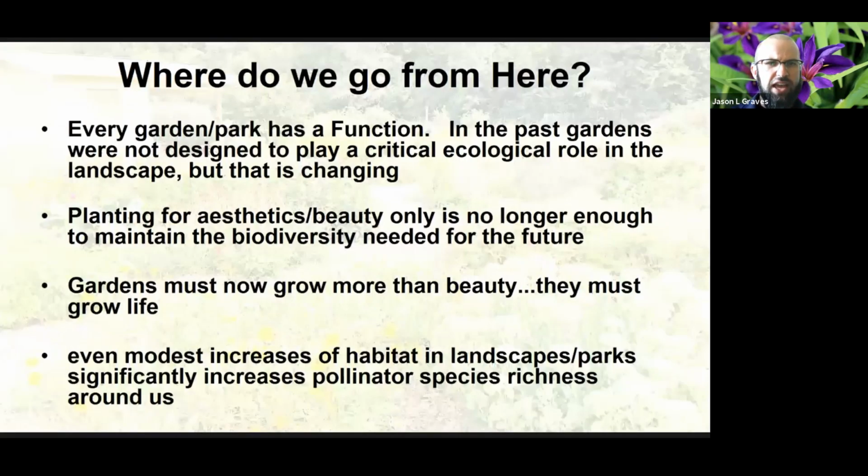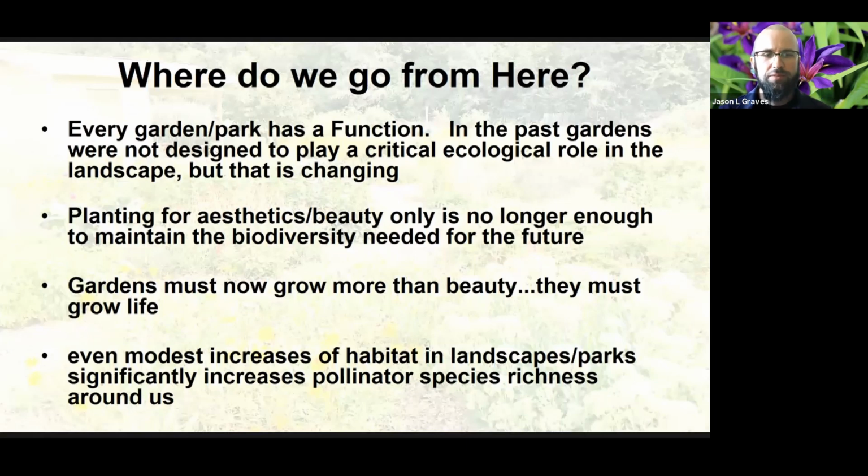So where do we go from here? Simply, I want to close with this idea that every garden or park has a function. In the past, gardens weren't necessarily designed to play an ecological role, but that's now changing with the awareness that's growing about pollinators and the habitats that they need to survive. Planting for beauty is not going to be enough to maintain the biodiversity that we talked about earlier.